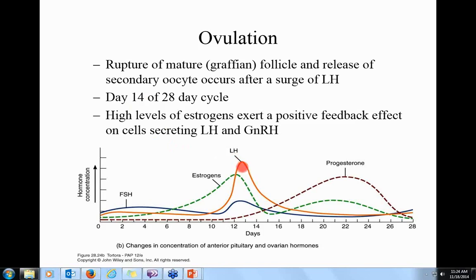So here in orange, in this chart, you notice this surge of luteinizing hormone. This is going to trigger the release of the secondary oocyte. Okay, and we're also going to start to see a little bit of positive feedback here because in addition to your luteinizing hormone levels being high, estrogen levels are high, and it's going to feed back and keep these levels high enough so ovulation will occur.